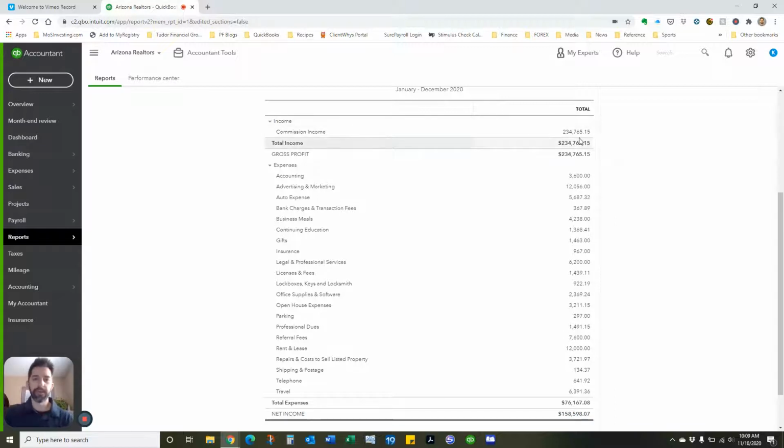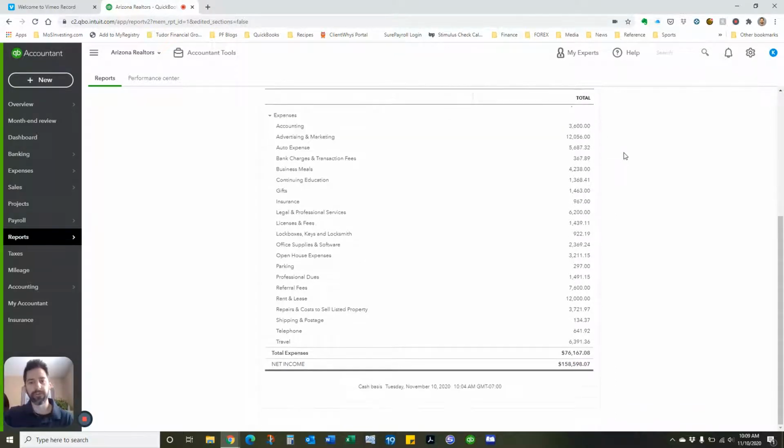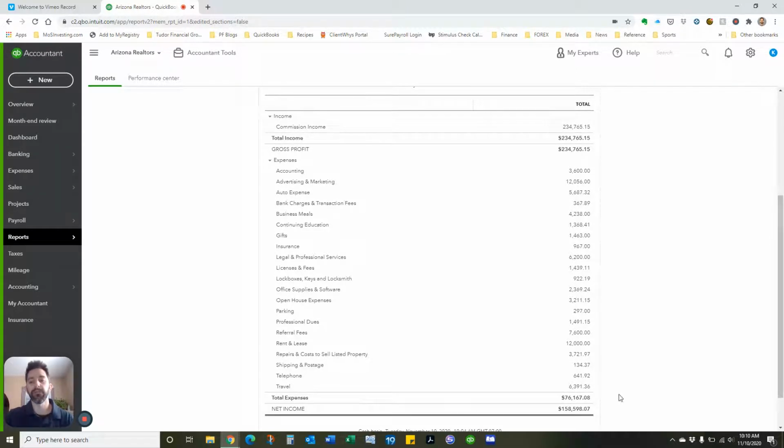So here we have the commission income of $235,000, and then the benefit here with the P&L is to be able to see what are all of these expenses that are essentially servicing this income. What are all of these expenses that I'm using to produce this income at the top line? And at the end, do I have a profitable business, at the bottom line? And in this case, they do. So let's just kind of look at that.